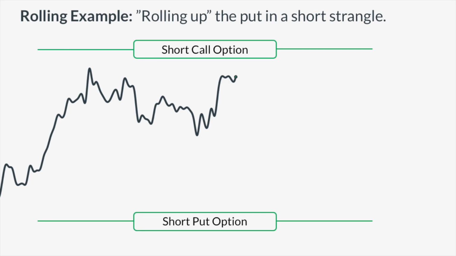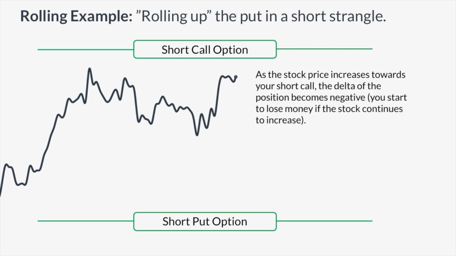In this visual example, we're looking at hypothetical stock price changes in relation to your short call option strike price and your short put option strike price. At the beginning of the period, we can see that the stock price is pretty much in between the short call and short put option, but then it starts to rise towards that short call option. What happens when the stock price rises towards your short call option? As the stock price increases towards your short call strike, the delta of your position becomes more negative, which means you'll start to lose money if the stock price continues to increase.